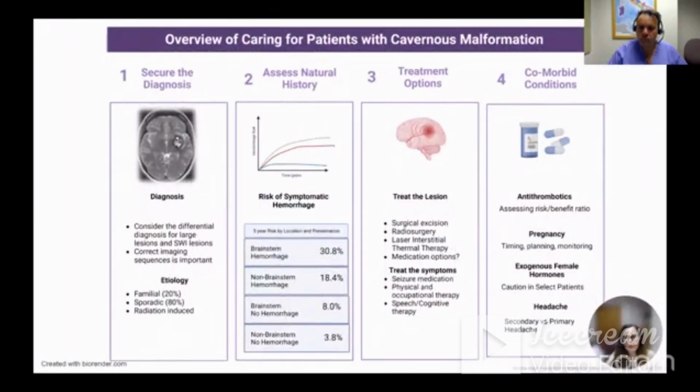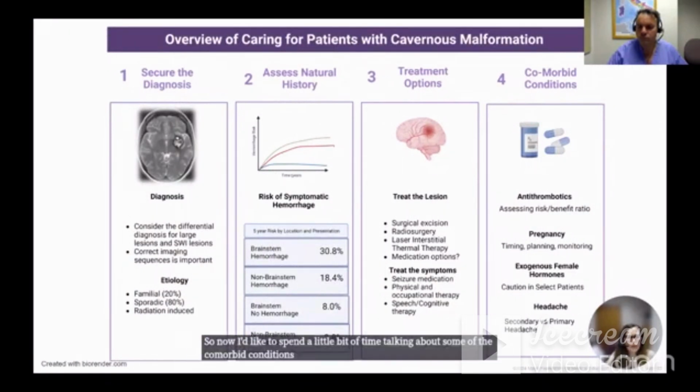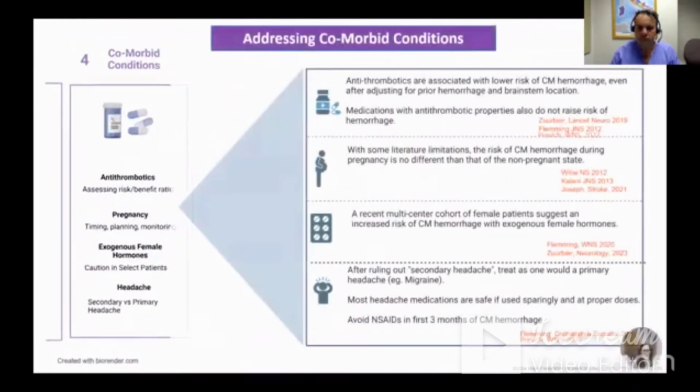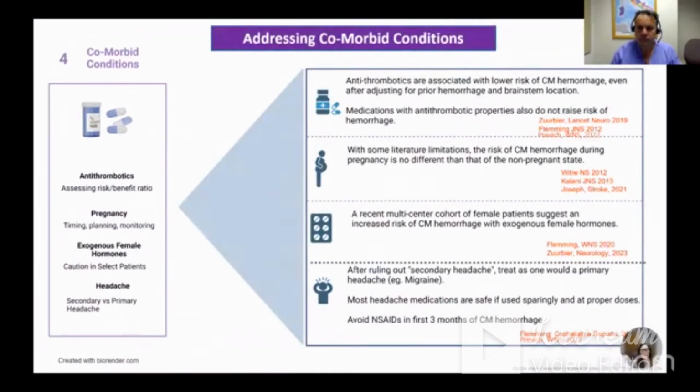So now I'd like to spend a little bit of time talking about some of the comorbid conditions patients ask us about. Specifically, patients will commonly ask us about using aspirin or NSAIDs or blood thinners. We get asked about pregnancy not infrequently. We get asked about what medications could be deleterious. And we often get asked about headaches.